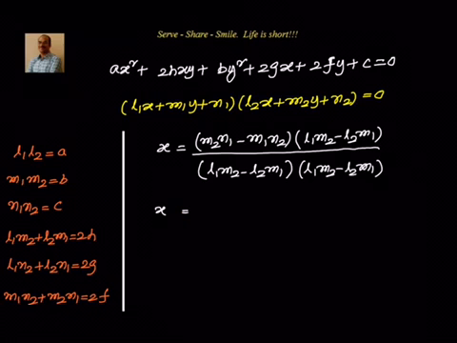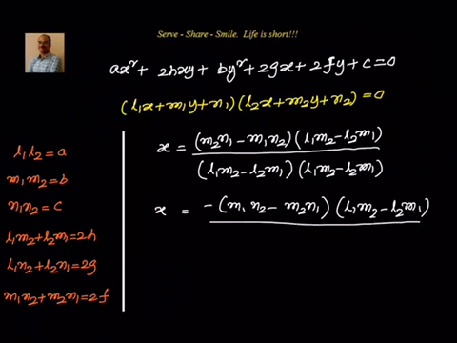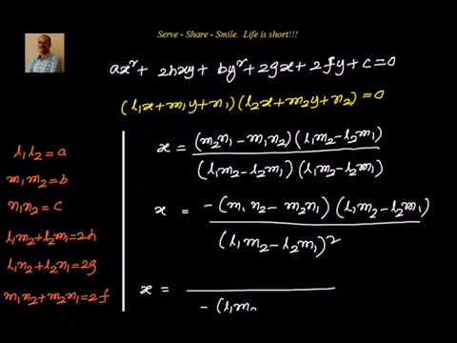I will say x equal to minus of (m1 n2 minus m2 n1) multiplied with (L1 m2 minus L2 m1), divided by (L1 m2 minus L2 m1) whole square. Now this is nothing but equal to, I will take that negative down, minus of (L1 m2 minus L2 m1) whole square, and here I will have m1 n2 minus m2 n1 into this.